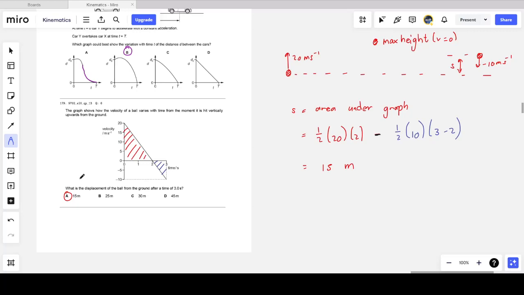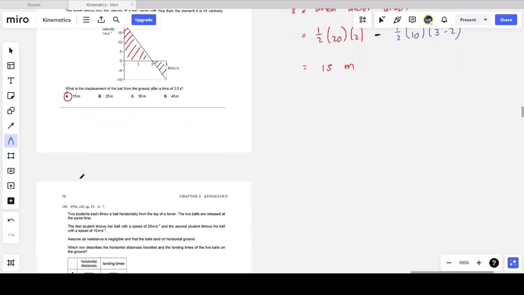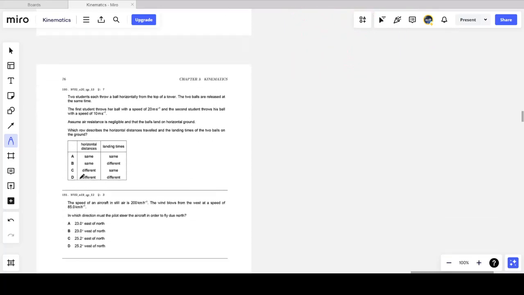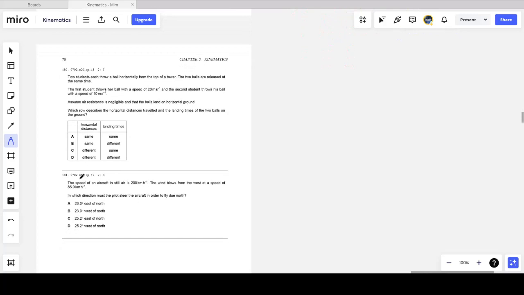We know the initial velocity is 20. We know the final velocity is minus 10. We also know the time, we know the acceleration, we know so much we can easily calculate what the displacement will be. So a rare instance where there's very many methods of solving the problem, but we'll take it. We won't complain when we get a question like that.